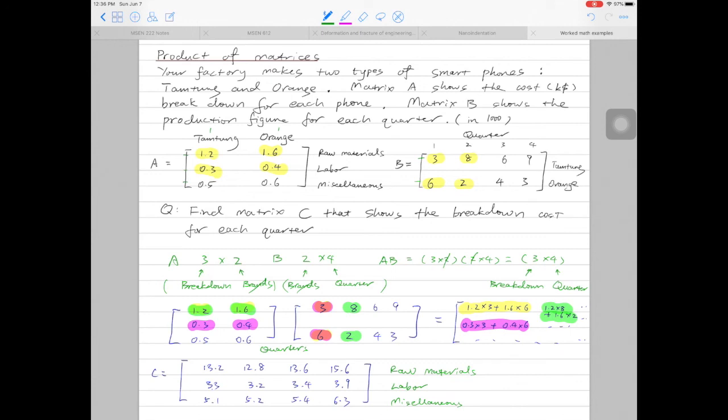In the next video, we'll move to a new topic called Gauss elimination. Gauss elimination is a process you can use to quickly solve a combination of linear equations.